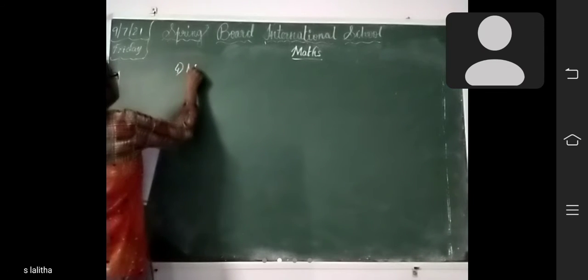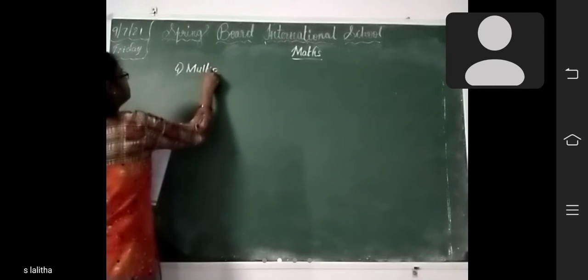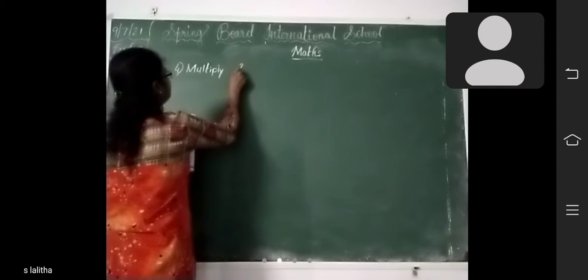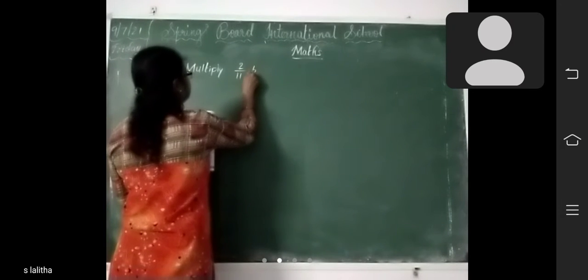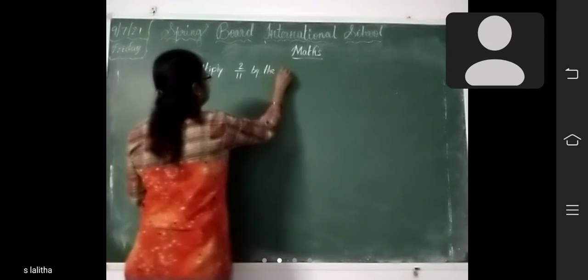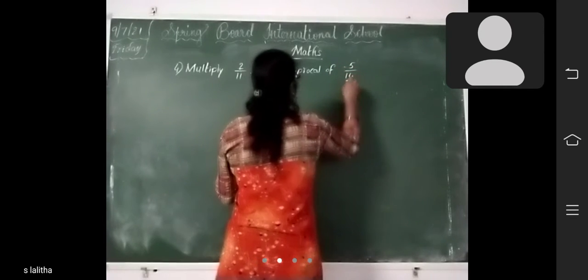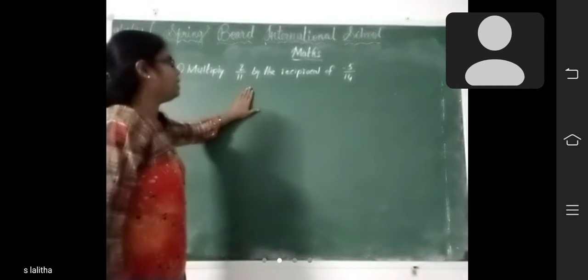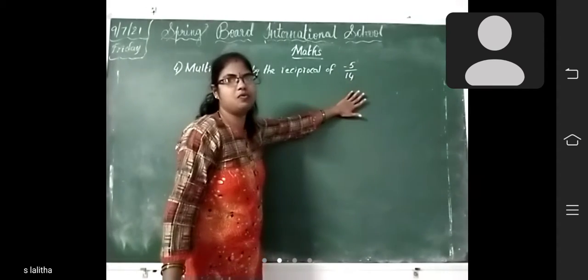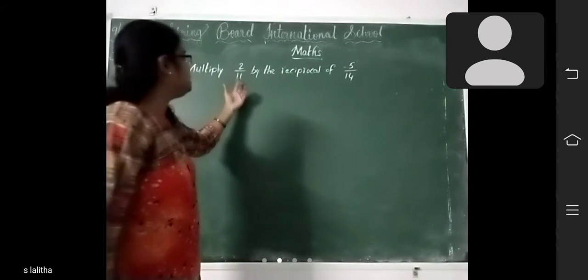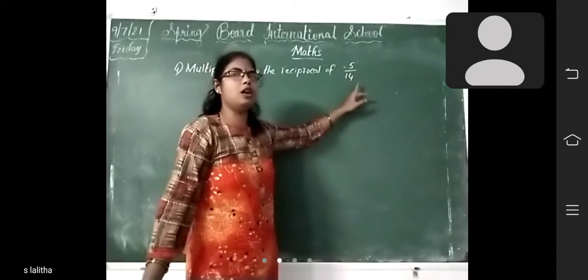What is the fourth question here? Multiply 2 by 11 by the reciprocal of minus 5 by 14. So the question is to multiply 2 by 11 by the reciprocal of minus 5 by 14. So you should multiply this number by the reciprocal of this number.